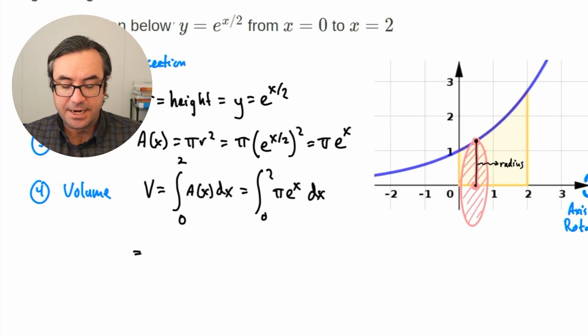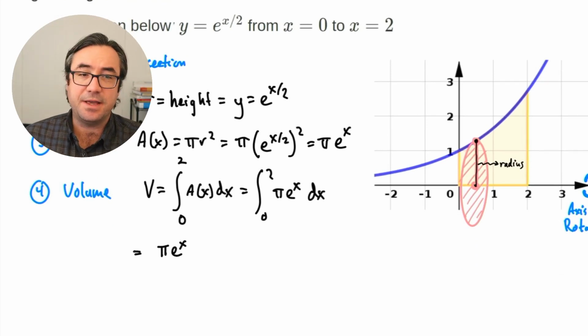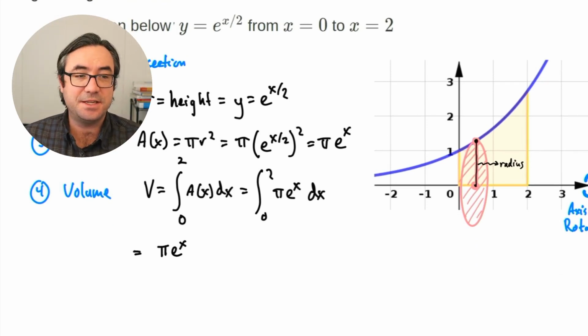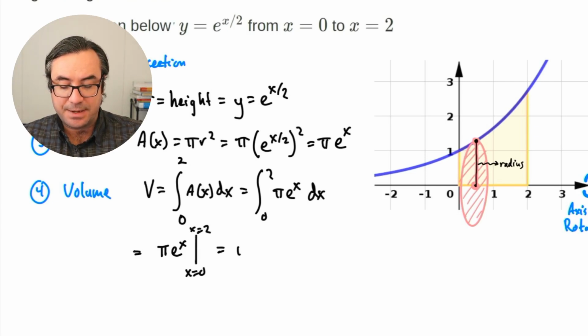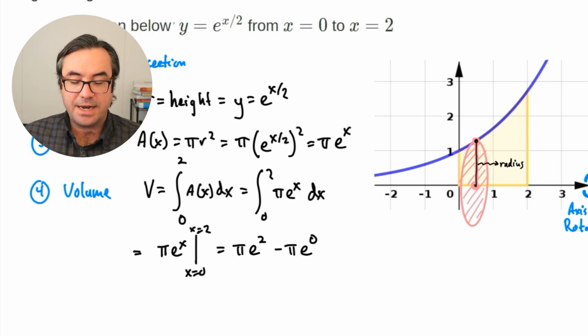So the antiderivative of pi e to the x is just going to be pi e to the x. So nice and easy there. And we're evaluating this from x equals 0 to x equals 2. So the top number goes in first, we get pi e squared. And then the bottom number goes in, we get pi e to the 0.